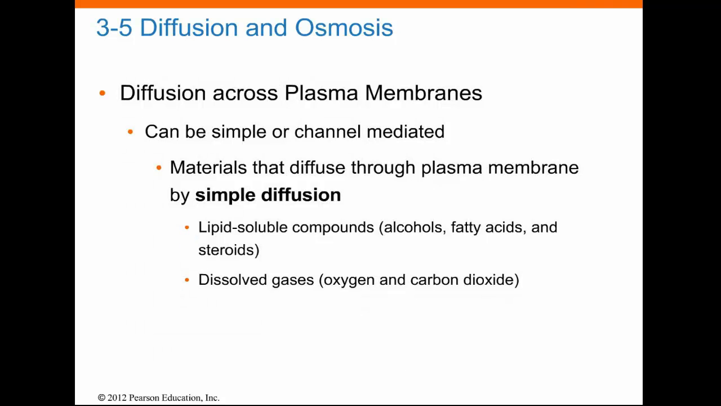If we look now at plasma membranes and diffusion, it can be simple or channeled. If we look at materials that diffuse through the membrane by simple diffusion, we're looking at lipid-soluble compounds. So remember, the cell membrane is a bi-phospholipid membrane, so it has fat within it and it allows fat-soluble compounds to move through it. Also, what can move through it are dissolved gases like oxygen and carbon dioxide.